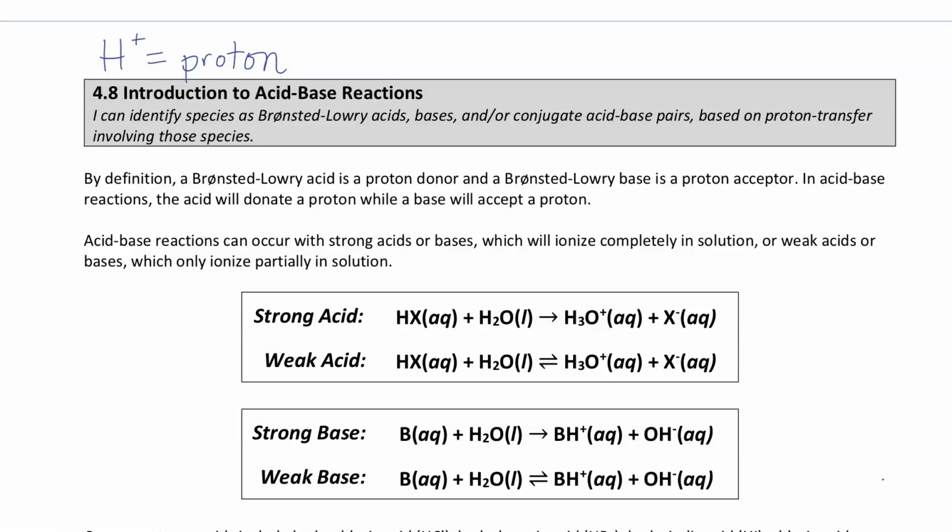Okay? That teeny tiny little proton doesn't stay on its own for very long. Okay? We're really going to see it as the hydronium ion. We'll talk about that in a second. Okay? Bronsted-Lowry acids will donate hydrogen ions or protons, where a Bronsted-Lowry base will accept them.